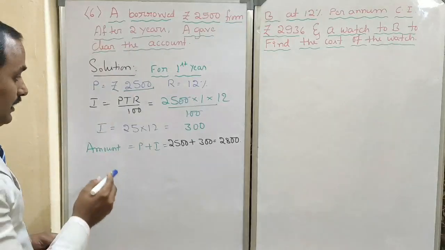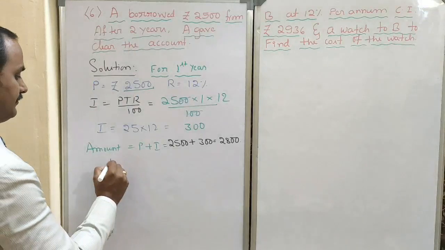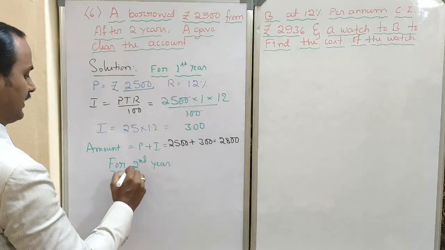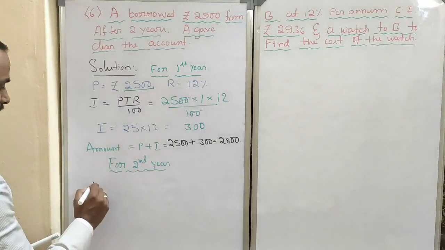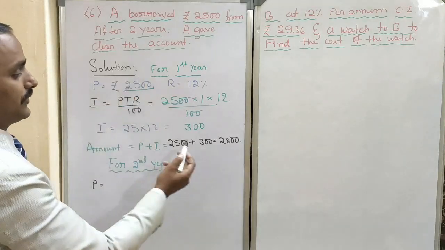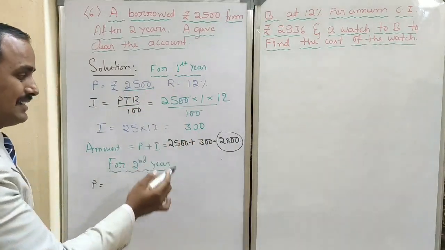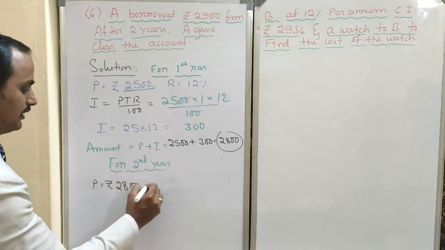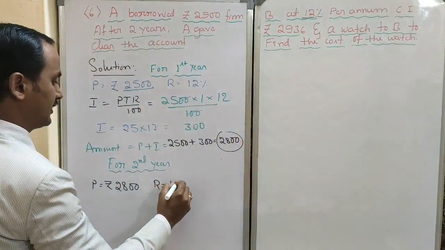After 2 years, I will find out the second year also. For second year, dear children, I want the principal. The second year principal is nothing but the amount at the end of the first year. We will consider that as second year principal, that is rupees 2,800. Then rate of interest is the same, no changes. How much is it? 12%, children.